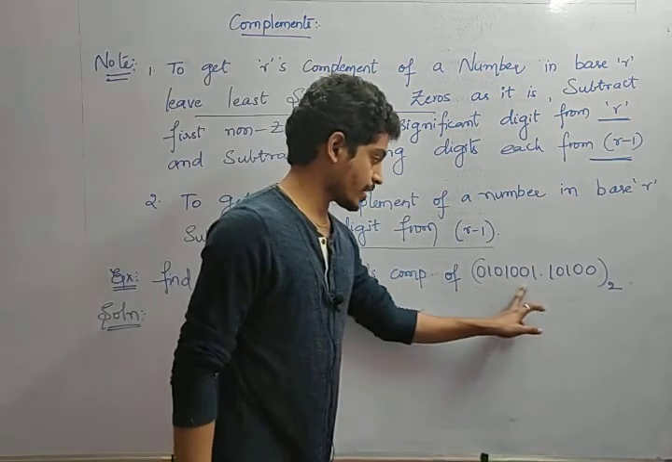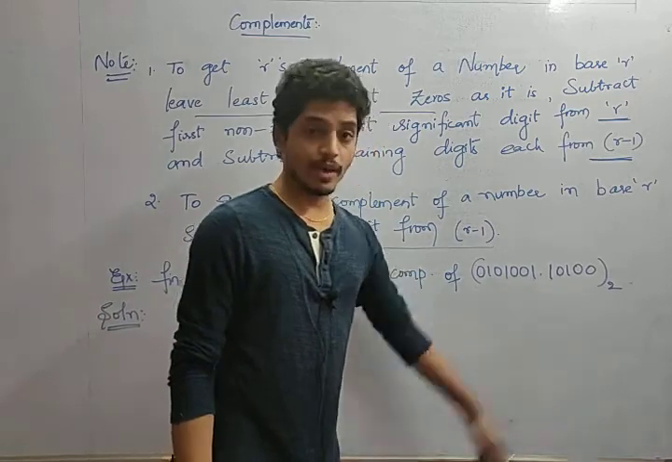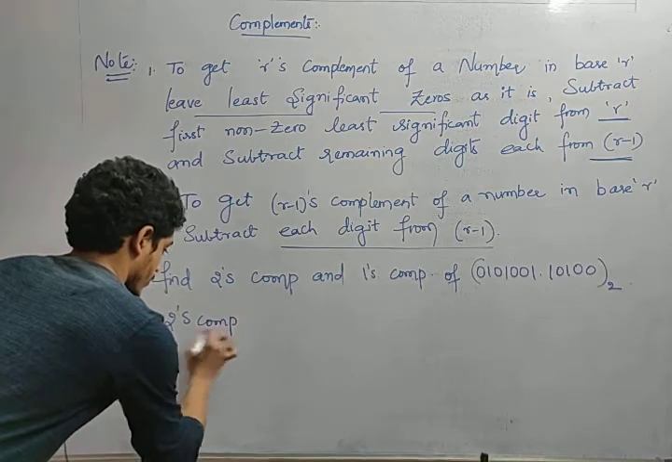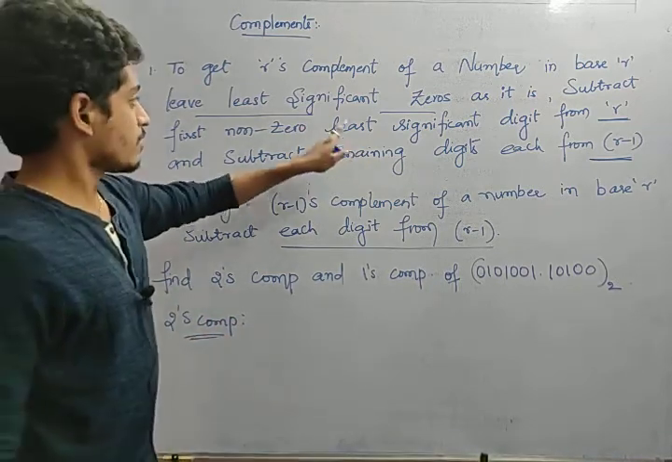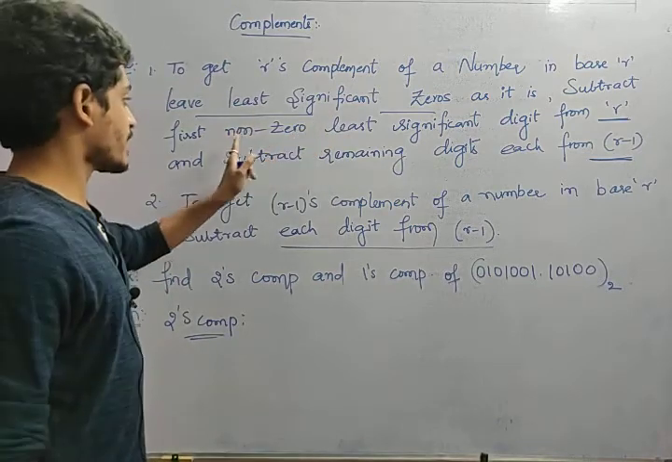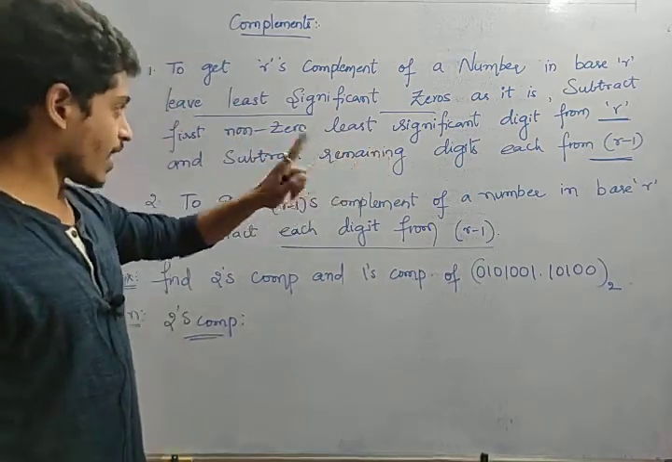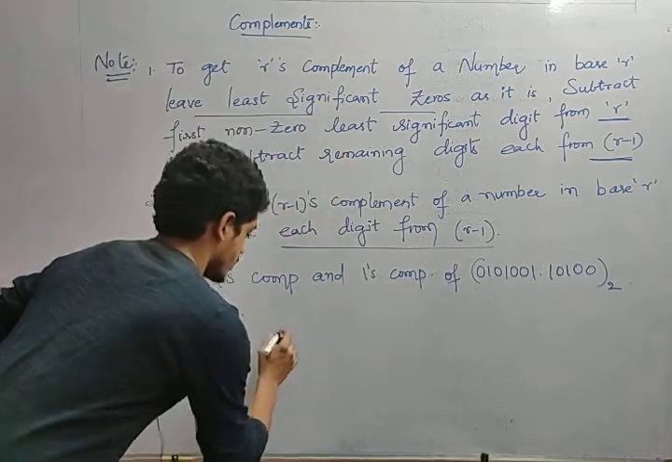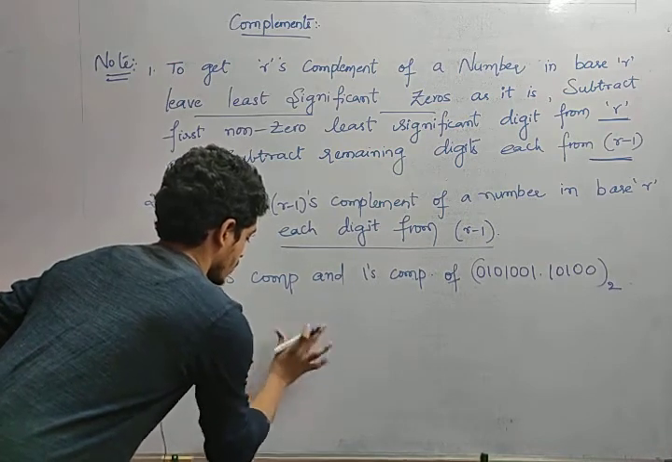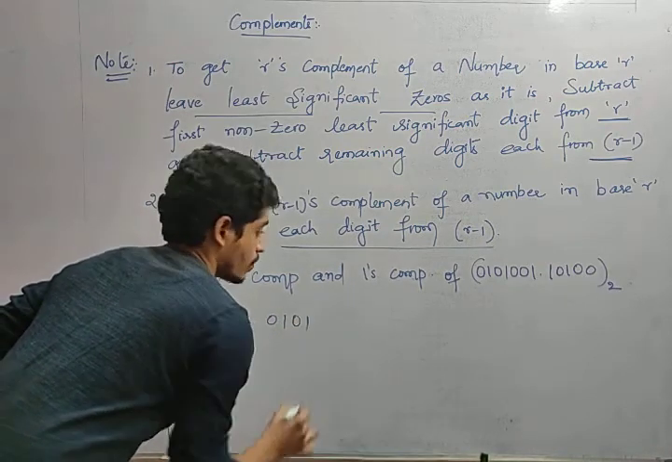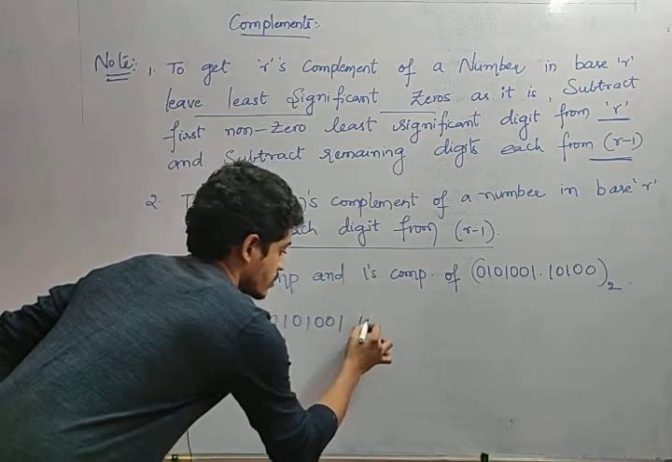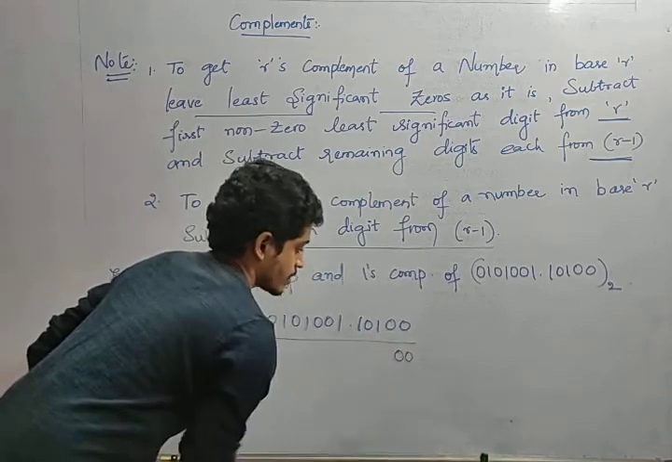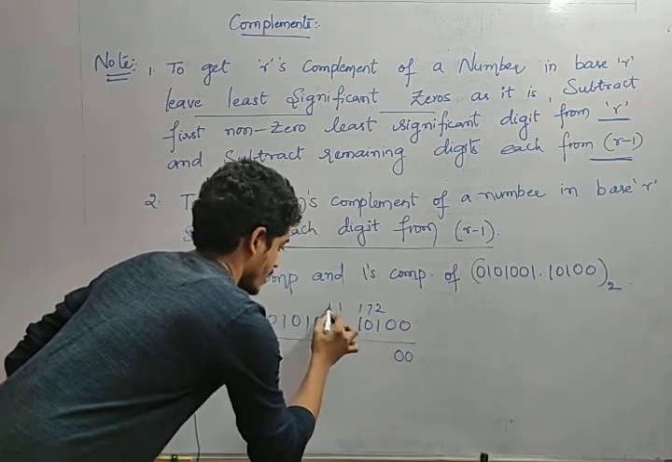Let us find the 2's complement and 1's complement for this number, that is 0101001.10100. How do we find the 2's complement? First we leave the least significant zeros, subtract the first non-zero least significant digit from R, and subtract the remaining digits from R minus 1. So I leave the least significant zeros like this, subtract this digit from 2 and the remaining from 1. That's what he is saying.